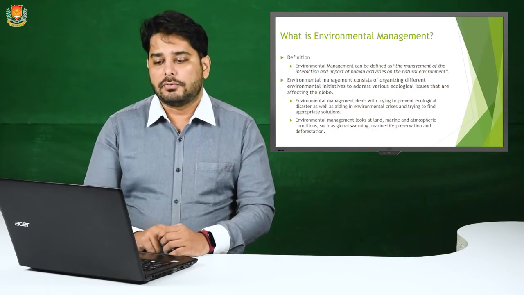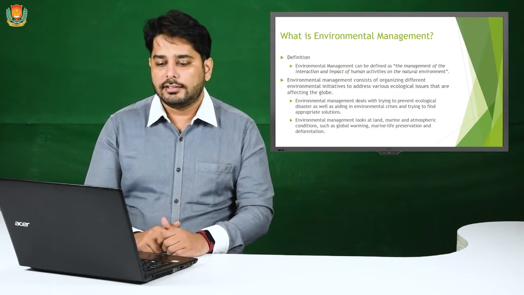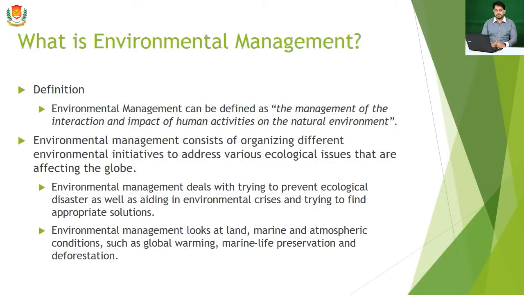Okay, so first, we need to understand the definition of environmental management. So, the textbook definition of environmental management is written here on your screen. Environmental management can be defined as the management of the interaction and impact of human activities on the natural environment. So, if we break this definition into parts, then we will be able to understand it better. So, let us break this definition.